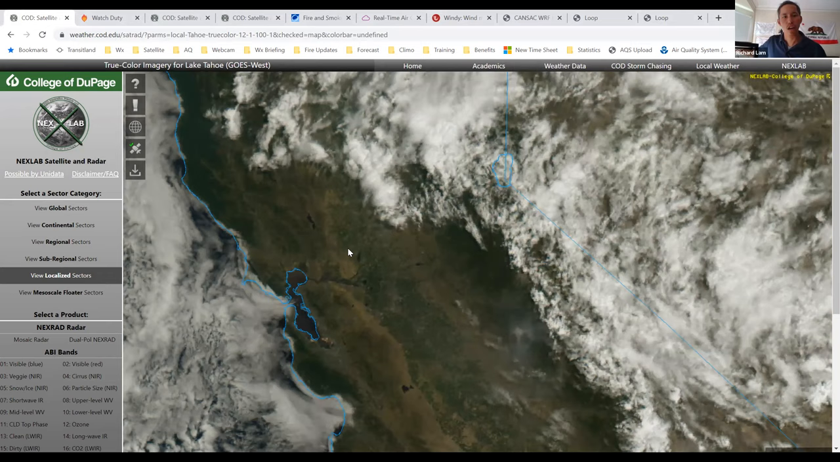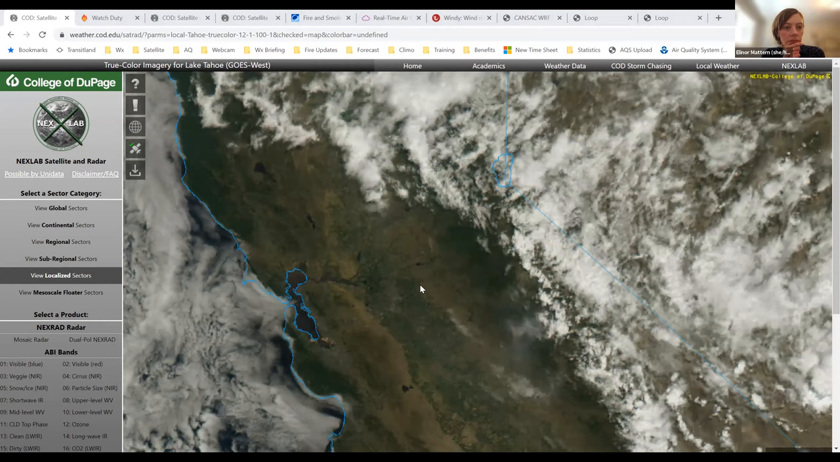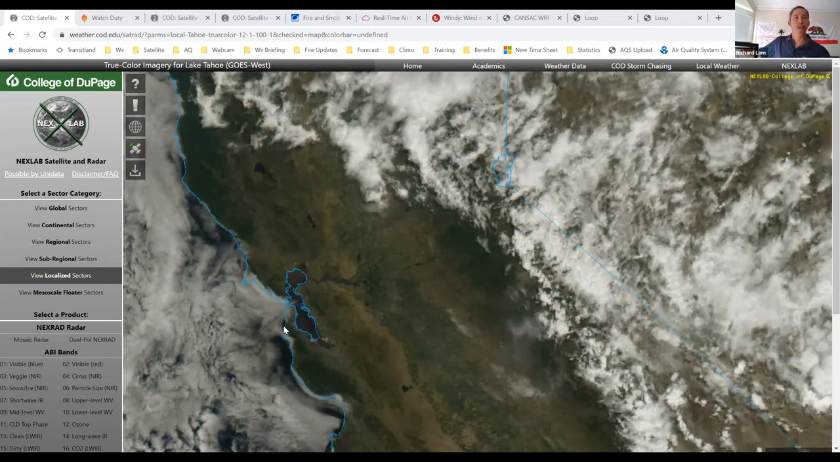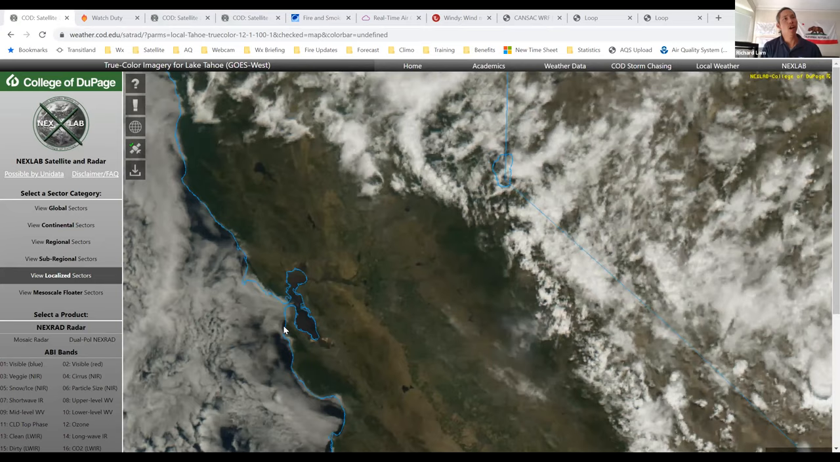Okay, so this is the current satellite imagery for the Bay Area. I want to point out several things. Along the coast, you see some white stuff. They are the marine stratus. They are very stubborn today. If you're on the western side of San Francisco, you're still stuck in cloud. And then also along the marine coast.